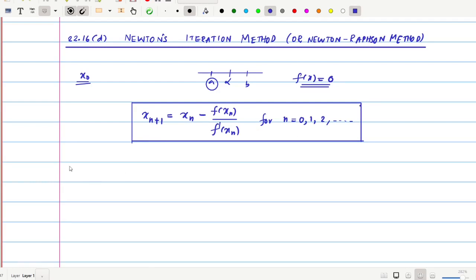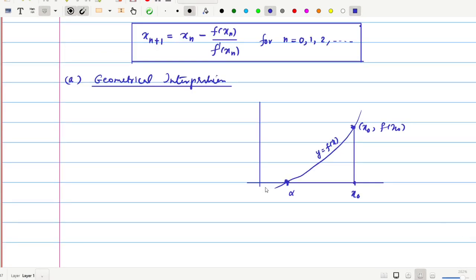The first one is the geometrical interpretation of this formula. What is the meaning of this formula?